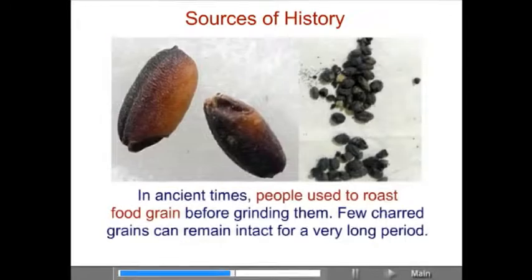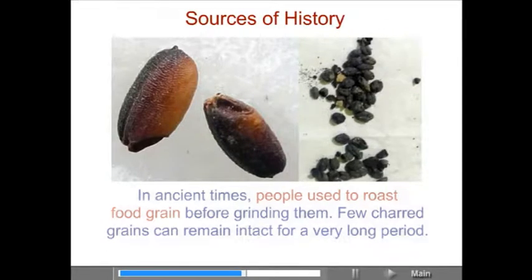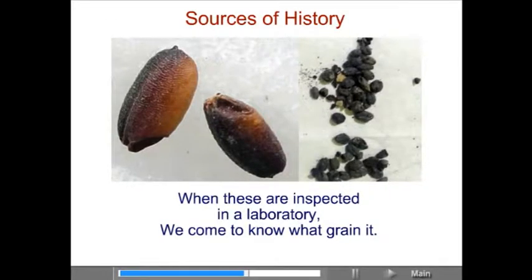In the ancient times, people used to roast food grain before grinding them. Few charred grains can remain intact for a very long period. When these grains are inspected in a laboratory, we come to know what grain it is.